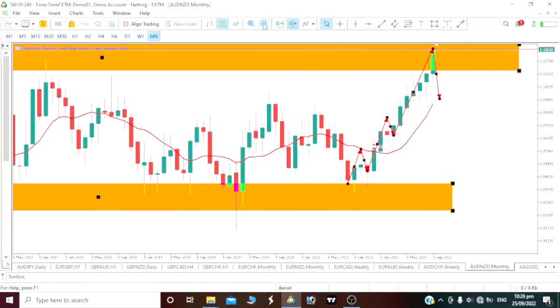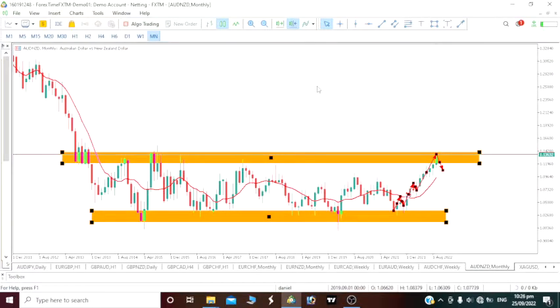That is one. Secondly, the reason we would be having another bearish move down is that the price has now hit a key level, which is our support level.